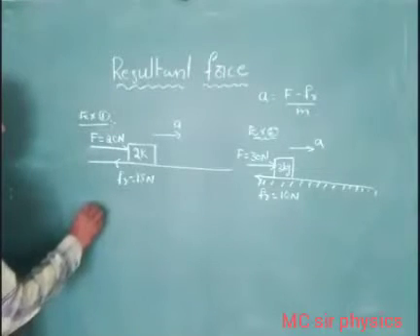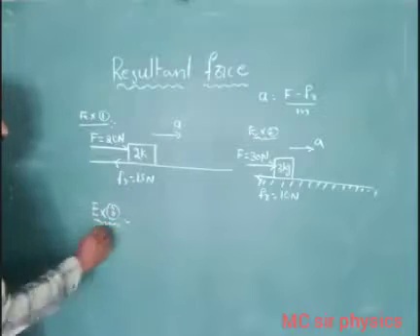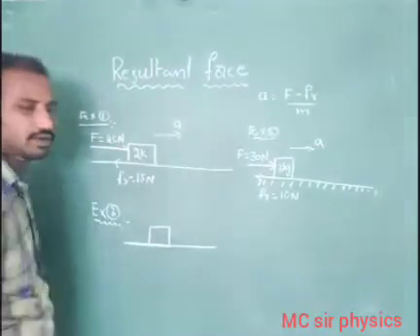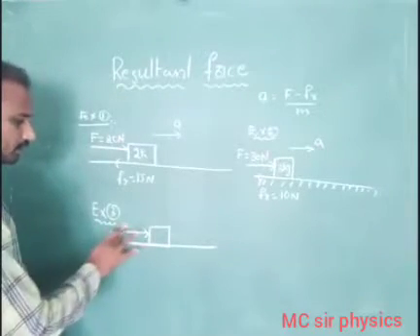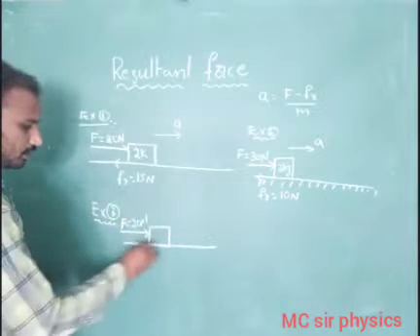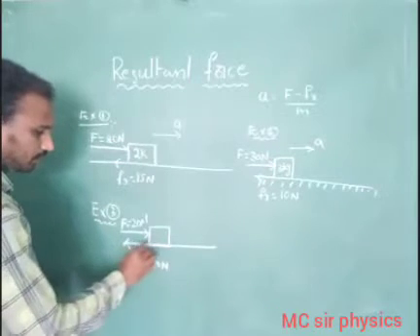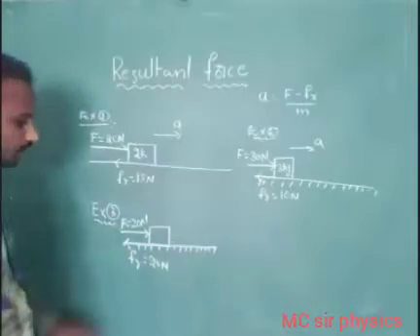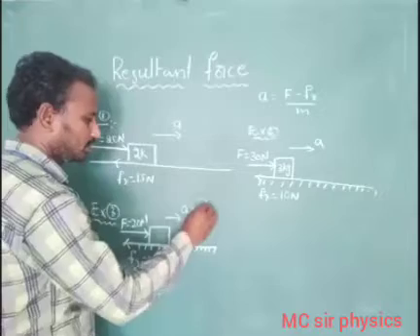In the third example problem, Example 3, here just identify your body is at rest on a horizontal surface. You are applying a force F equal to 20 Newton. Frictional force Fr equal to 20 Newton. Just identify this point: F is equal to 20 Newton, frictional force 20 Newton. Find out the acceleration of the body.